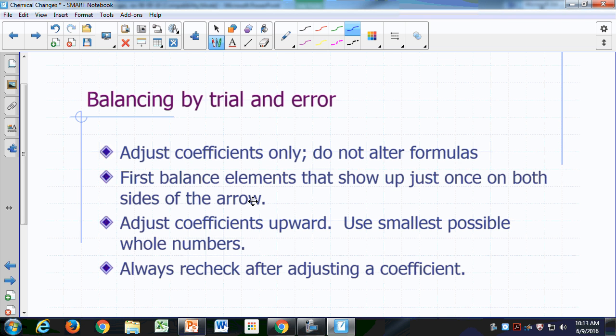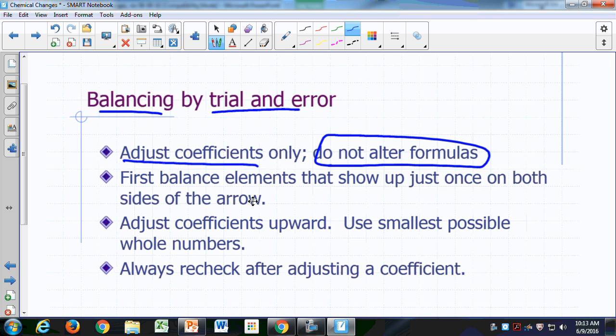That means adjust the coefficients so that you have equal numbers of atoms of each kind on both sides of the arrow. So keep in mind, whenever you're asked to balance an equation, you adjust the coefficients only. Once you've established the formulas of the reactants and products, do not alter those. So balancing means adjusting the coefficients. Now, most chemical equations are simple enough that you can do this by trial and error. Here are some tips that you can use.